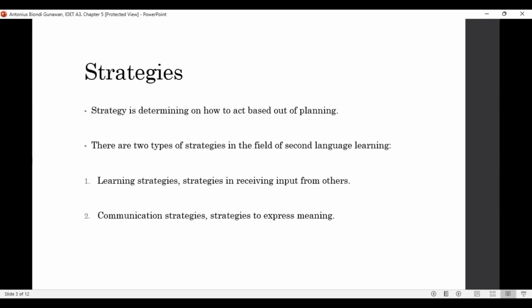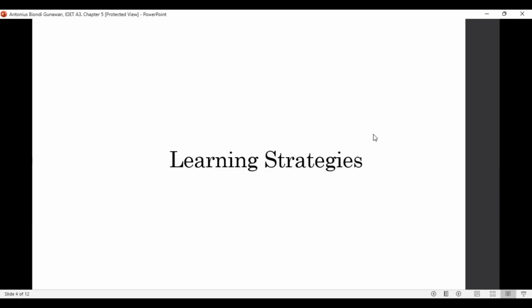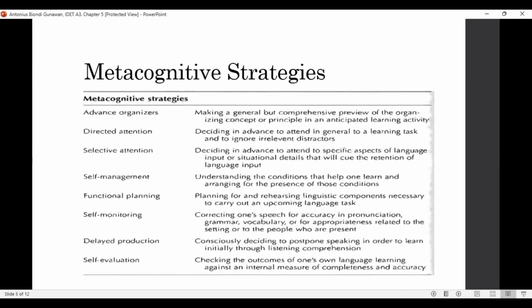All right, for the strategies. Strategy, first off, is determining how to act based on planning. There are two types: learning strategies and communication strategies. Next slide.